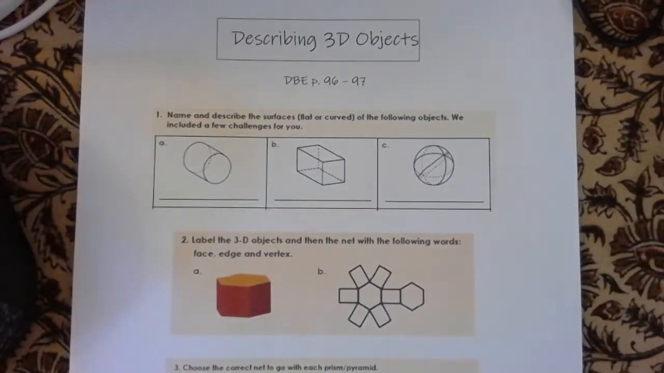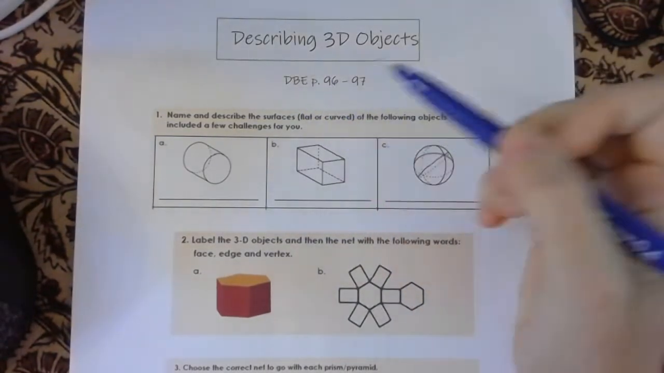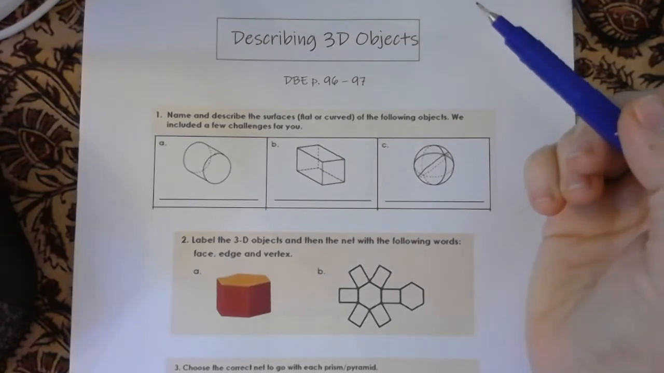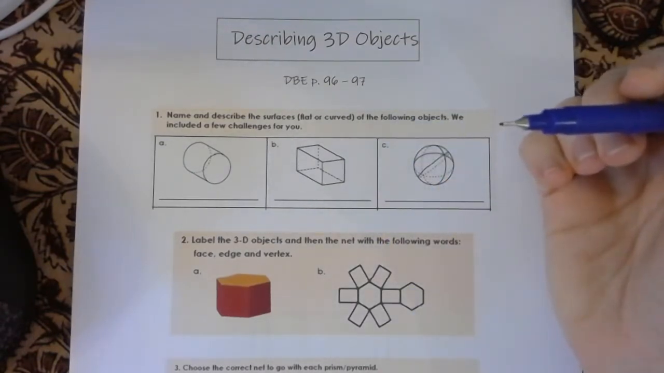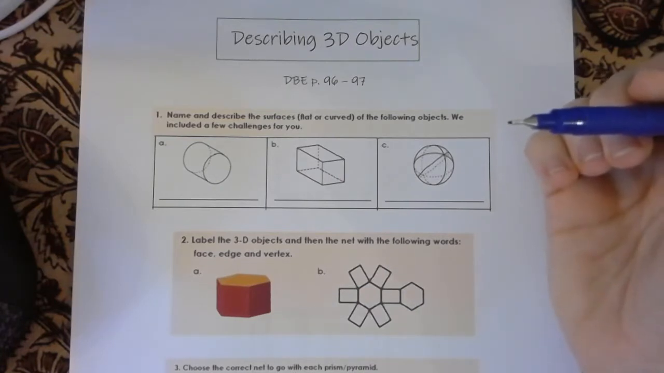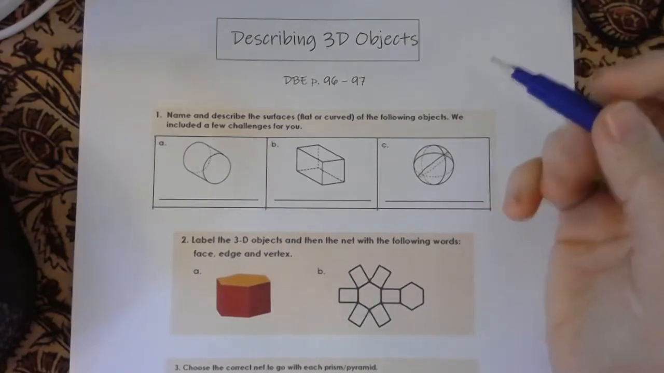We are at the third lesson, the last lesson of this week. You will see we're going to be describing 3D objects, and you can also see that we're going to look at page DBE book, page 96 to 97. I'm just going to go through the three types of questions you will get when you look at those pages, and then we're going to look at nets of 3D objects.